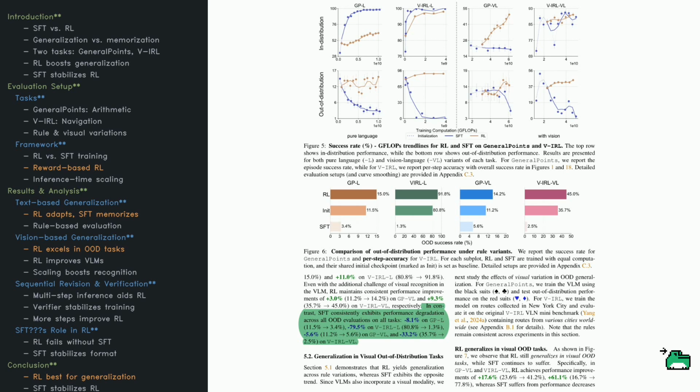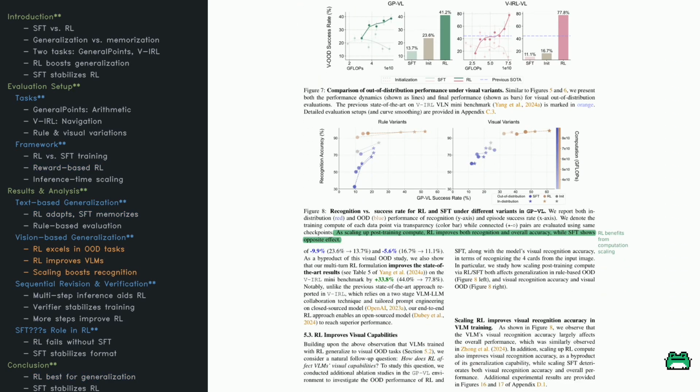The discussion then shifts to visual generalization. Since vision language models process both text and images, their ability to adapt to new visual environments is crucial. RL once again proves its strength, showing consistent gains in generalization, whereas SFT fails to cope with new visuals. The takeaway? If you want a model that truly generalizes, whether in text or vision, RL is the way to go. SFT just memorizes, and that's not enough when facing real-world variations.